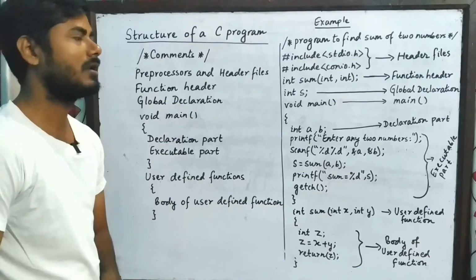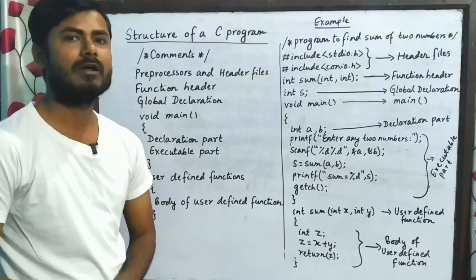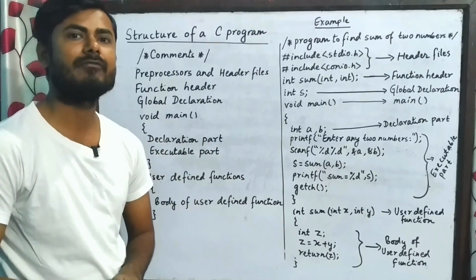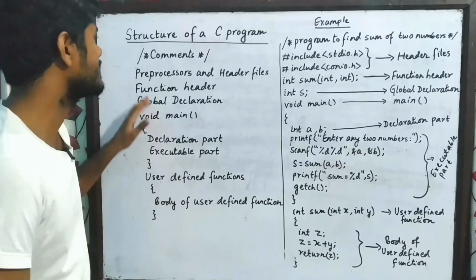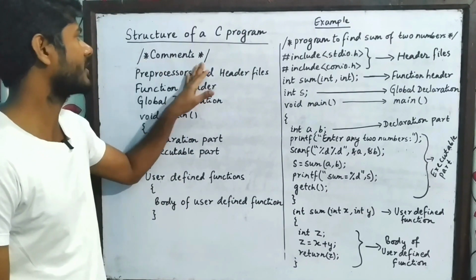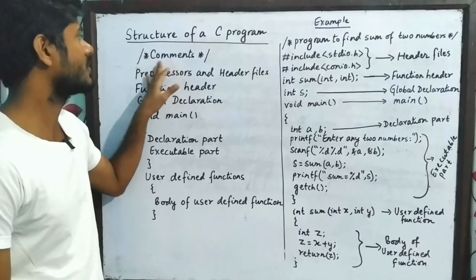Whenever we write any program, we have to follow one structure while writing the program. That means on the basis of that structure we write every program. So we can see here, first there is the comment section. That means inside these brackets, forward slash asterisk, inside this one we write the comments.